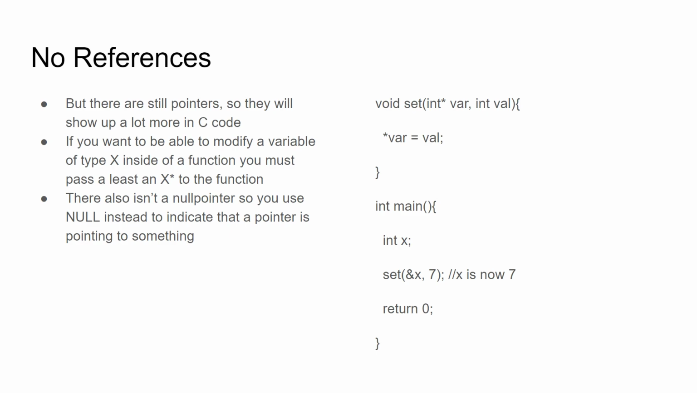There's also no more nullptr. So instead of nullptr, use NULL to signify that you aren't pointing at anything. So over here is an example of a function where we just set our integer variable to a value. Over here I have x. I pass x's address to this function, and so I'm able to change the value to be 7. Again, if I was missing this pointer here, it's not going to work.